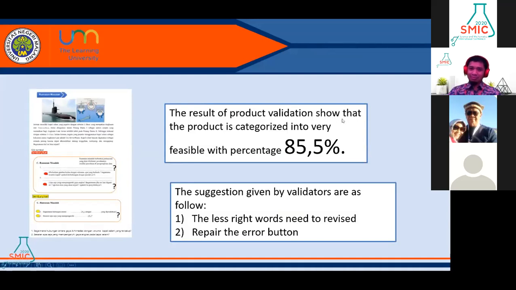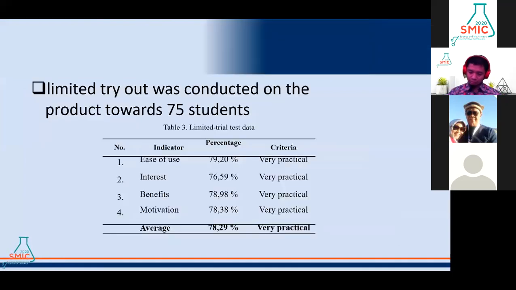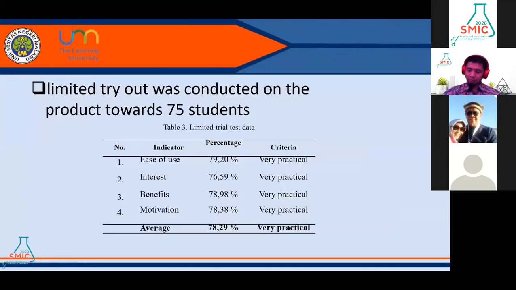The result of product validation is that the product is categorized as very feasible with a percentage of 85.5%. Then the suggestion given by the validators is to revise the wording and repair the error button. And from our research, the limited try was conducted on the product with 75 students. The average is very practical, 78.29%.